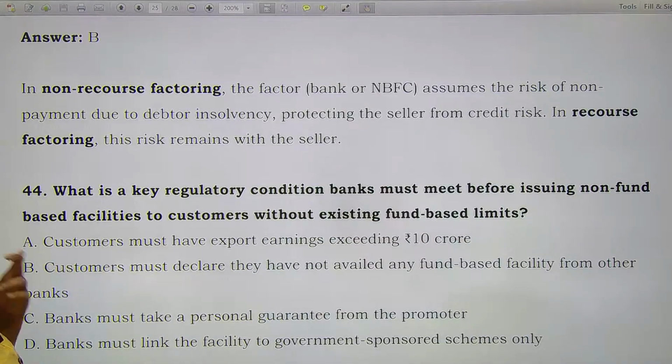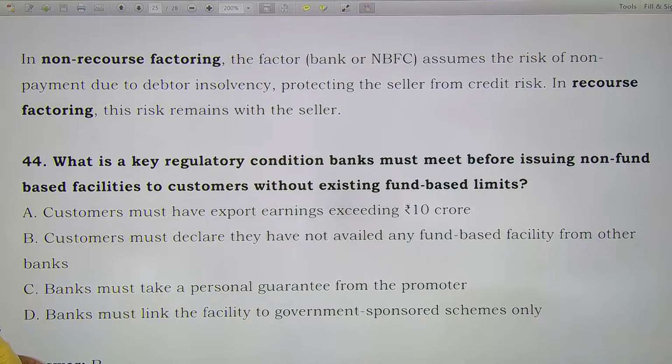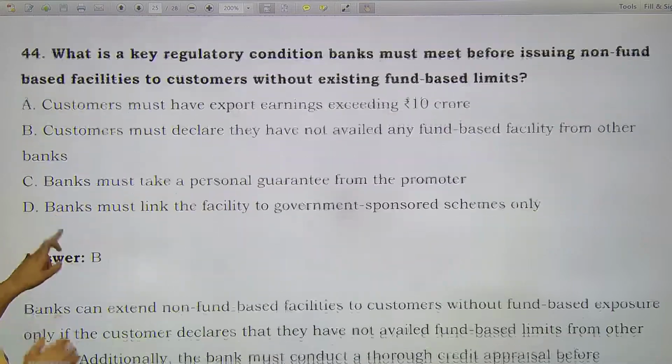What is the key regulatory condition banks must meet before issuing non-fund based credit to a customer without existing fund based limits? So over here, customers must declare that they have not availed any fund based facility from other banks, because it is very, very important. If we are issuing a letter of credit, we have to see from what all other areas you have taken funds.